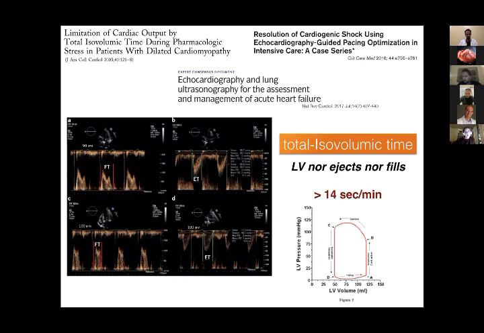The other one is an index that Susanna Price showed before, the total isovolumic time, which is an index validated by Alison Duncan in this brilliant paper looking at the cardiac output limitation in patients with stress cardiomyopathy and dilated cardiomyopathy. This was an index of activation of ventricular performance and global desynchrony. We tested it in cardiogenic shock patients and it was the best one to identify the profile, the phenotype, in patients with cardiogenic shock.